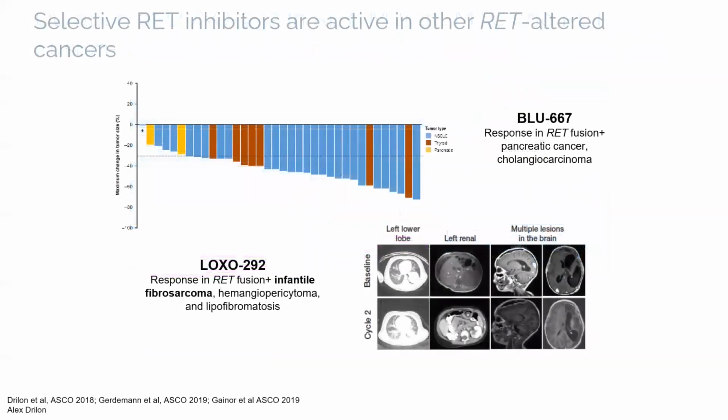Other cancer types with RET fusions at very low frequencies, such as pancreatic cancer, cholangiocarcinoma, and infantile fibrosarcomas, have also demonstrated clinical benefit from these 2 RET inhibitors.